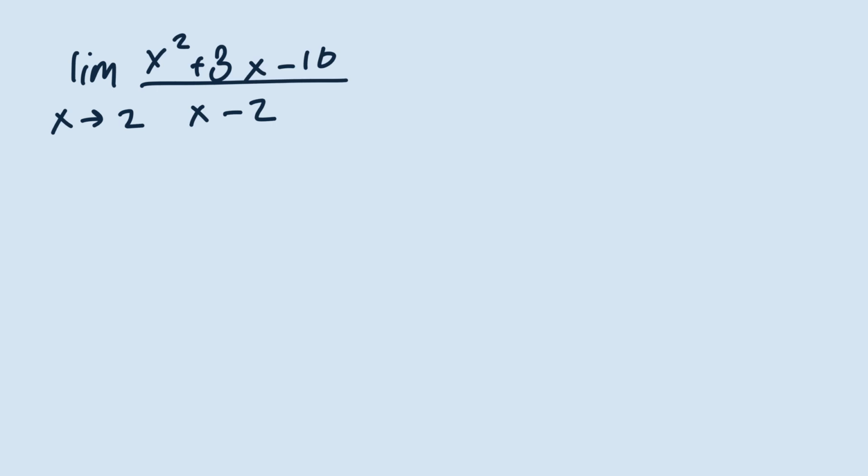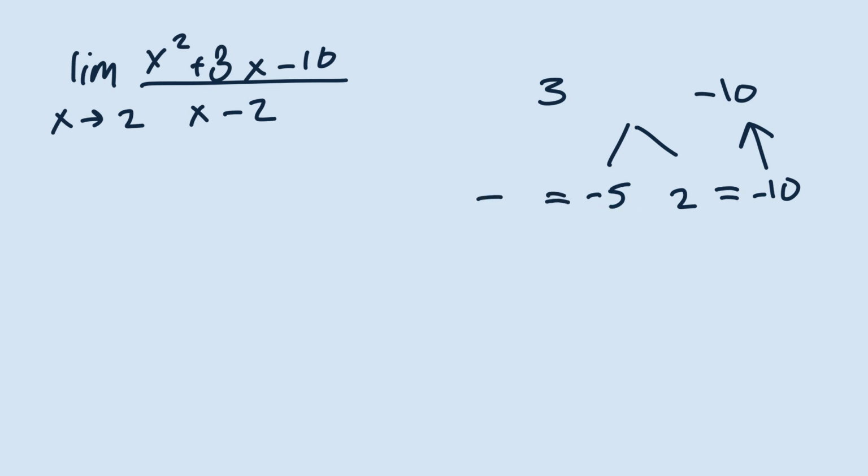We have to look for two numbers that multiply to give minus 10 and add up to 3. So let us try together. We have minus 10 and 3. We need two numbers. So let us start with minus 5 and 2. Minus 5 times 2 is minus 10, which is exactly the same as this. But if we add up these two numbers, we will get negative 3, right?